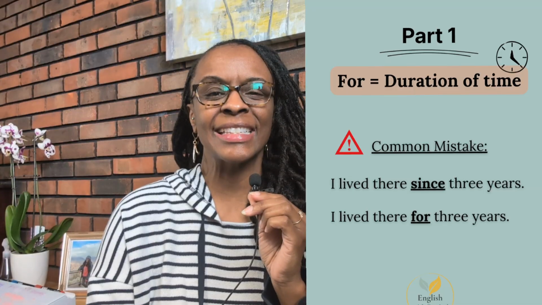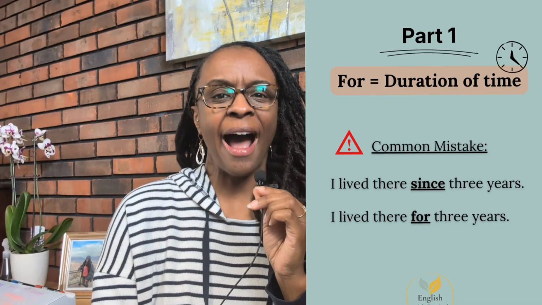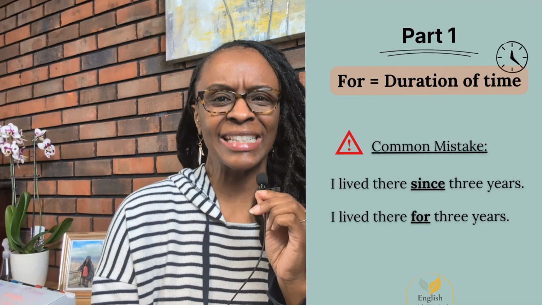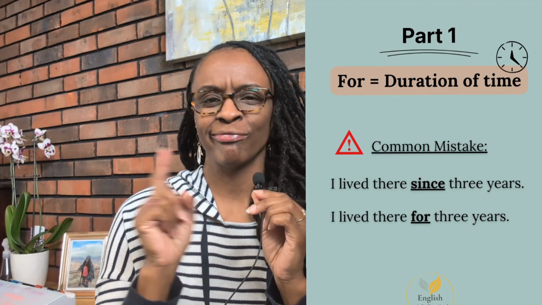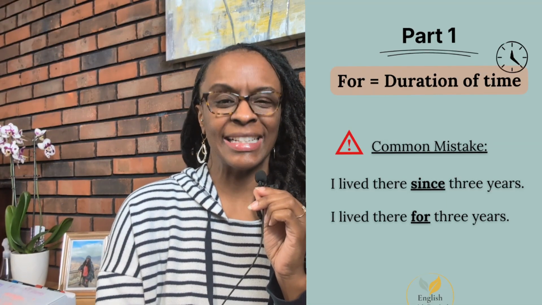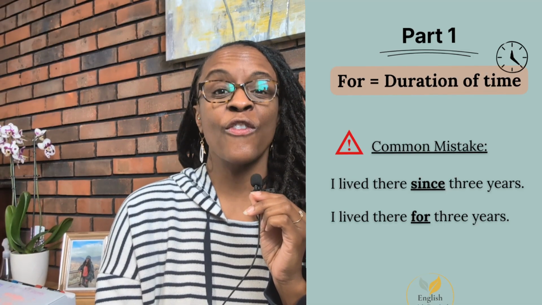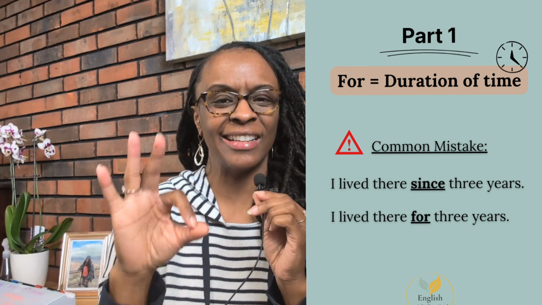A very common mistake is using since instead of for. For example, I lived there since 3 years. This is not correct. The correct sentence is I lived there for 3 years. Remember, we use for with a period of time.